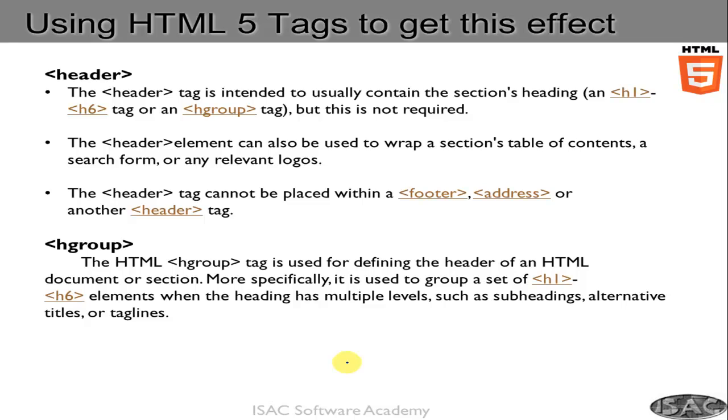The hgroup tag is intended to usually contain the section's heading, and inside that you can put h1 to h6 tags or an hgroup tag, but this is not required. The header element can also be used to wrap a section's table of contents, a search form, or any relevant logos. So now the header tag is a very important and useful tag.